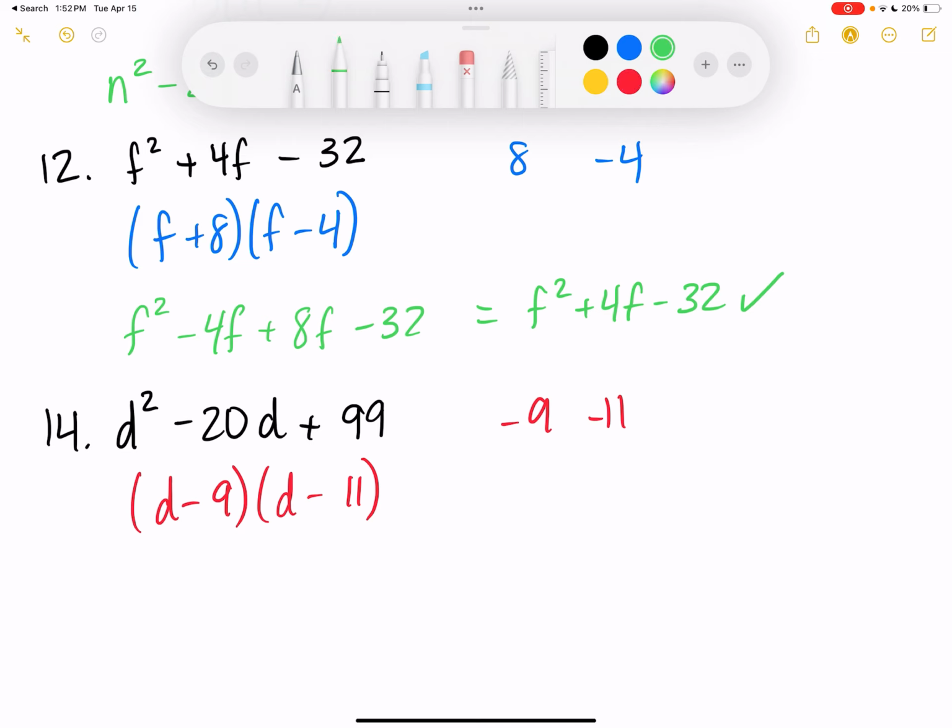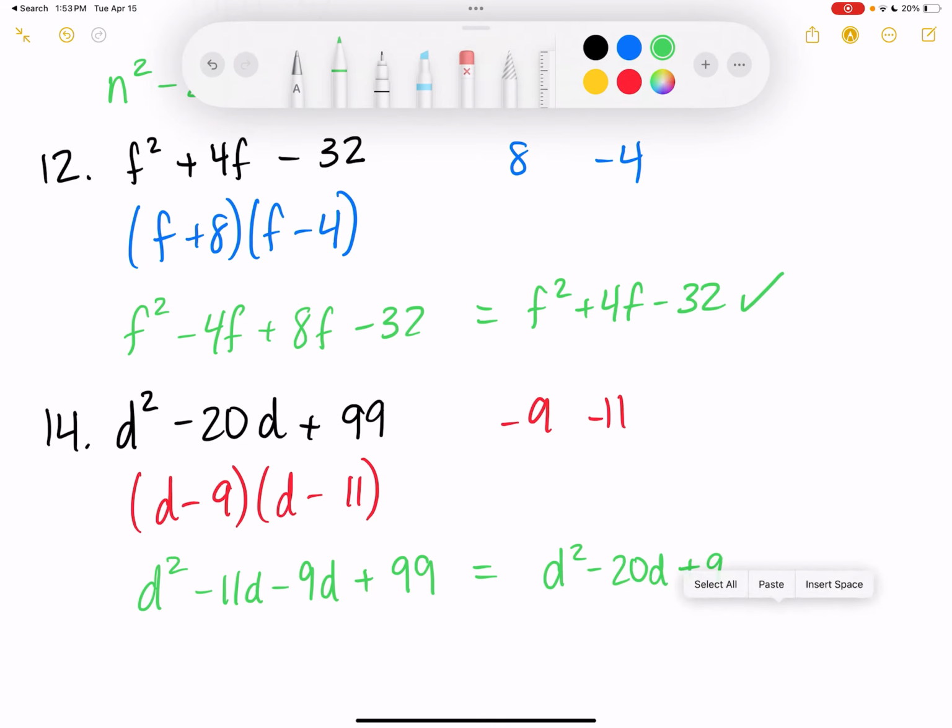So we check it, we get D squared minus 11D minus 9D plus 99. So we get D squared minus 20D plus 99. I'll also tell you, obviously checking these ones is kind of annoying because you're basically writing back what you just undid. However, when you get to the ones in the later sections where there's a number in front, it won't look quite the same. It's going to be more involved as you're checking it.